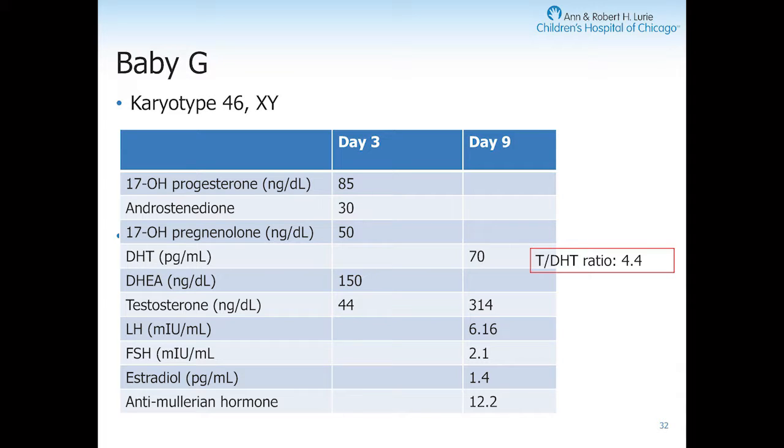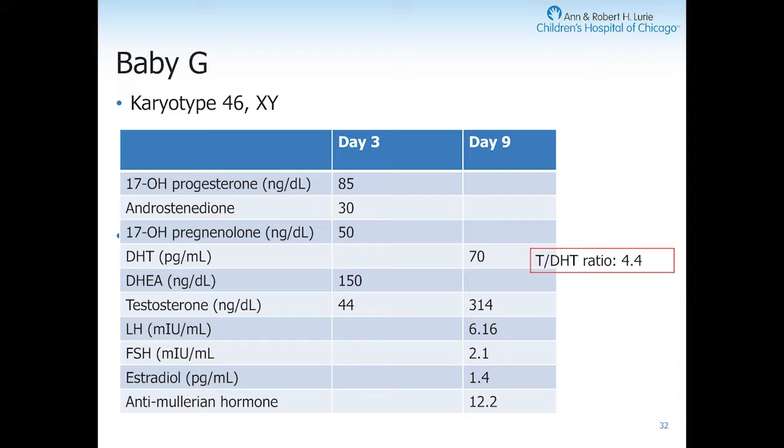One of the things that I think is actually helpful is to see that on day 3, this baby's testosterone level was 44, but on day 9, it was 314. 314 is normal for an infant male, but if you had based your decision on the labs from day 3, you would think that that baby wasn't making a normal amount of testosterone for a boy. So this timing is really important.